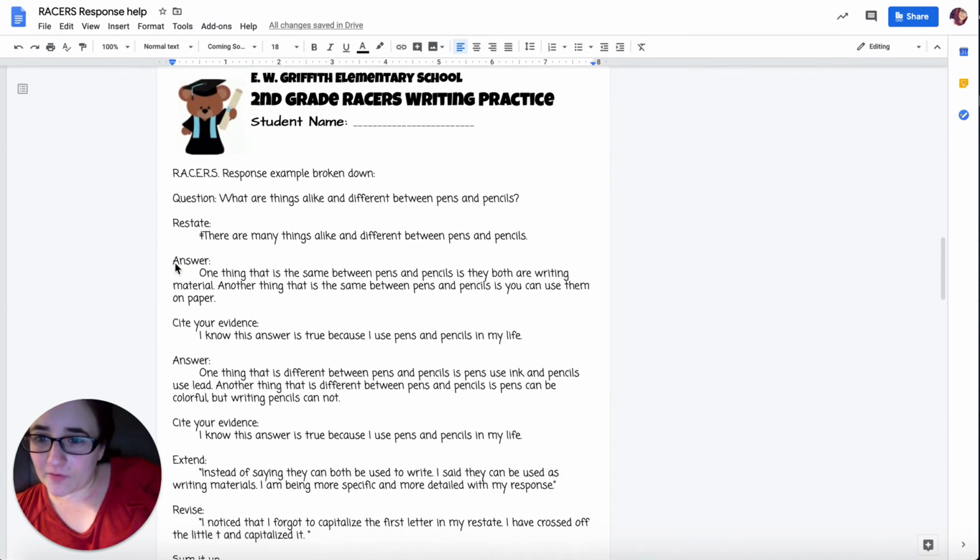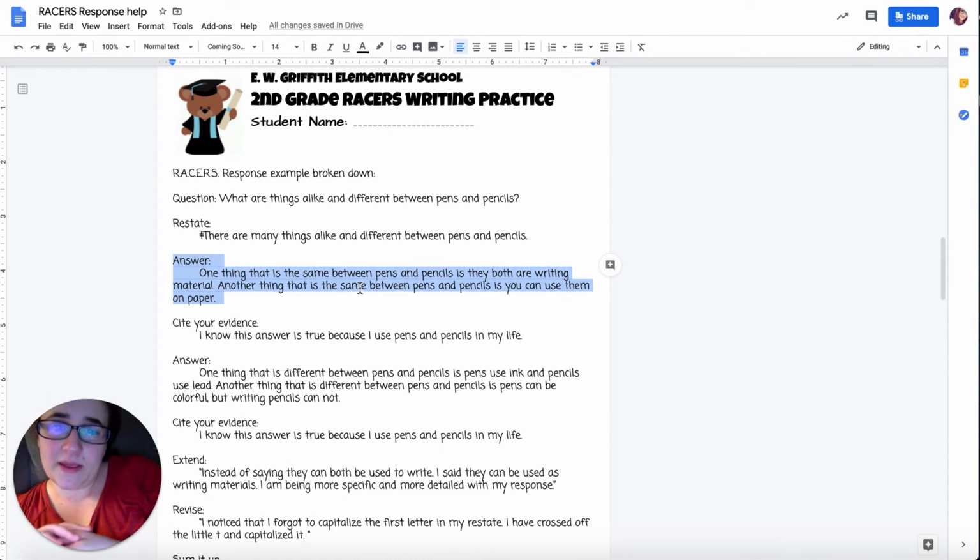For my answer right here, I have one thing that is the same between pens and pencils is they both are writing materials. Another thing that is the same between pens and pencils is you can use them on paper. These are things that are the same. I don't need to necessarily restate and say pens and pencils are this, pens and pencils are that. Instead, I'm just saying, this is what they have in common.